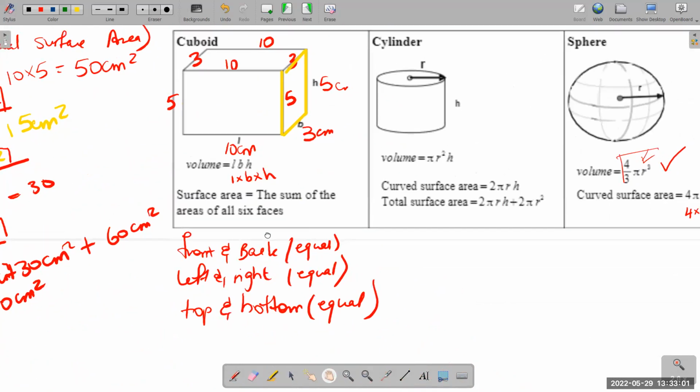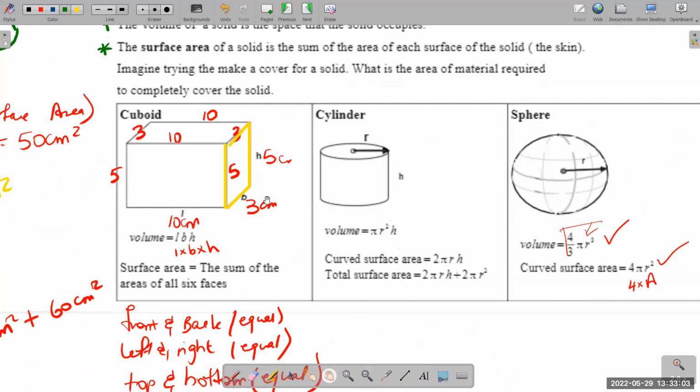So let's look at surface area. What is the difference between area and surface area? Area is when you have a 2D shape. So that means you just have one face. So you know it's a length times a width. Surface area is when you have a 3D shape. What does that mean? So let me erase all of this mumbo jumbo here.